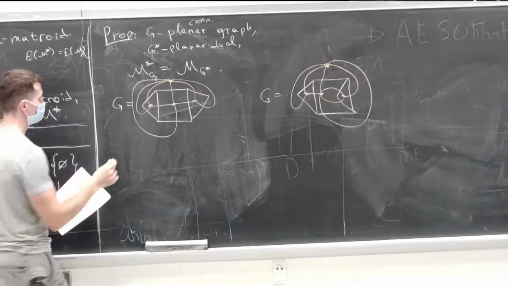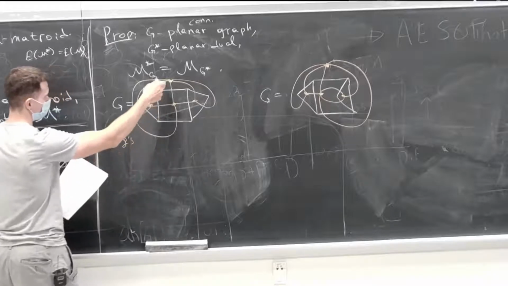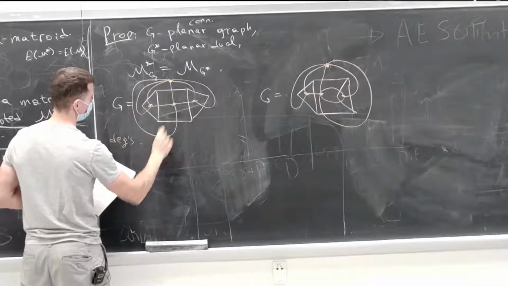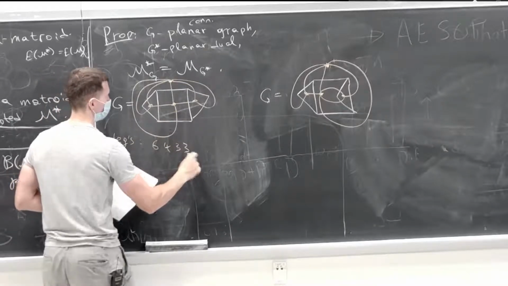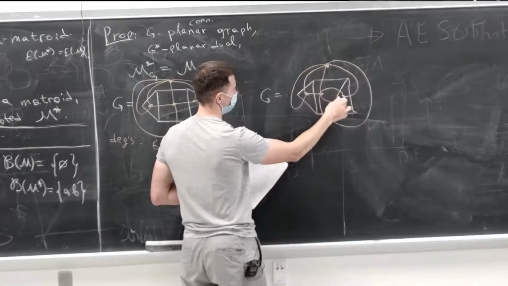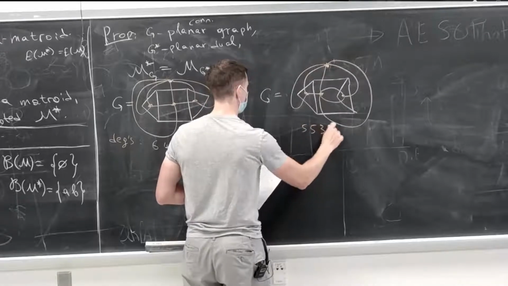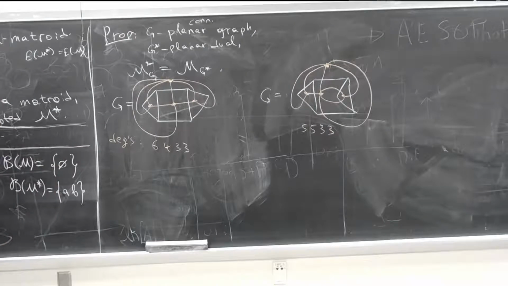And the easy way to see that they're not the same is if you look at the degrees of all the vertices. This vertex has degree 6. There are 6 edges. And the degrees are 6, 4, 3, and 3. Here they are 5, 5, 3, and 3. So the dual graphs are not isomorphic.